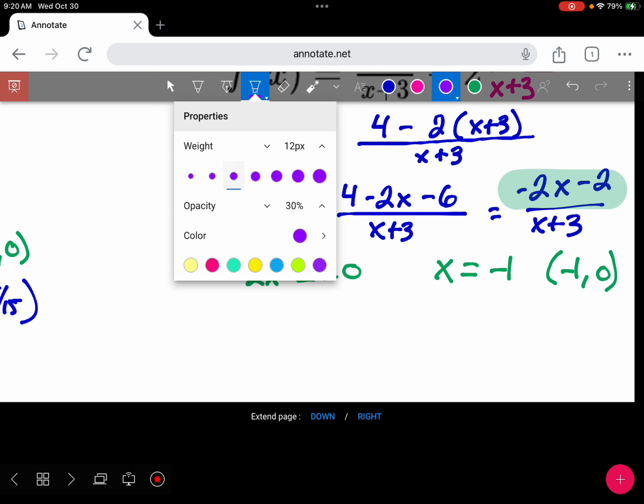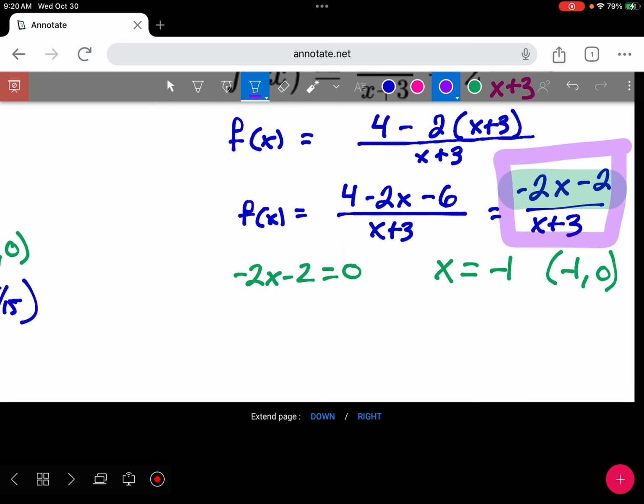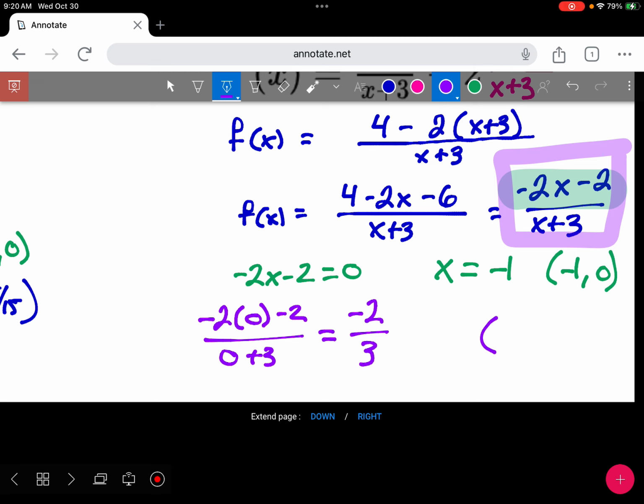I'm going to make this smaller. So I'm going to take the whole thing. I'm going to do it in purple. So we're going to have our minus 2 and substitute in 0. Minus 2 over 0 plus 3. This is how we get our y-intercept. So negative 2 times 0 is 0. 0 minus 2 is negative 2. 0 plus 3 is positive 3. So our y-intercept happens at what point? 0, negative 2/3.